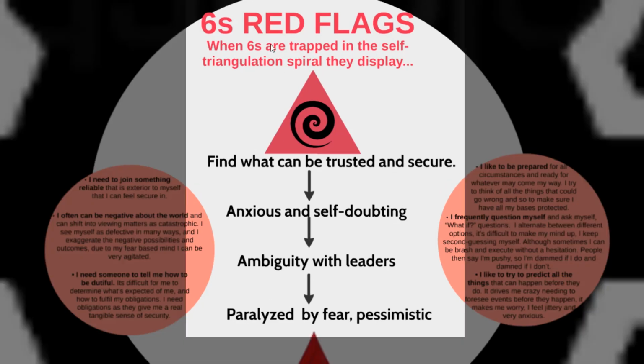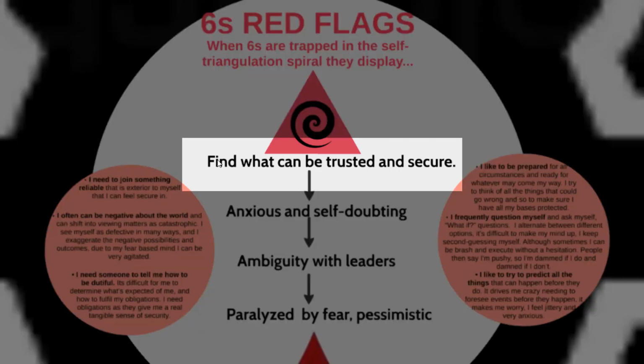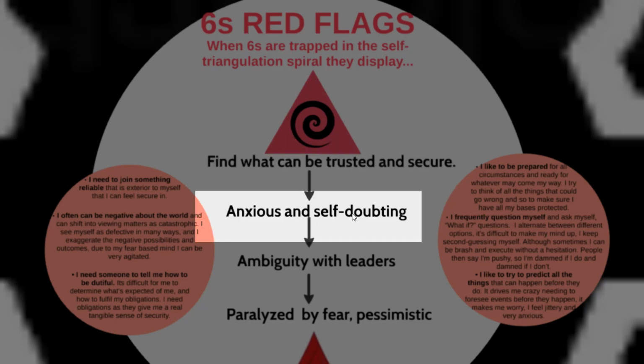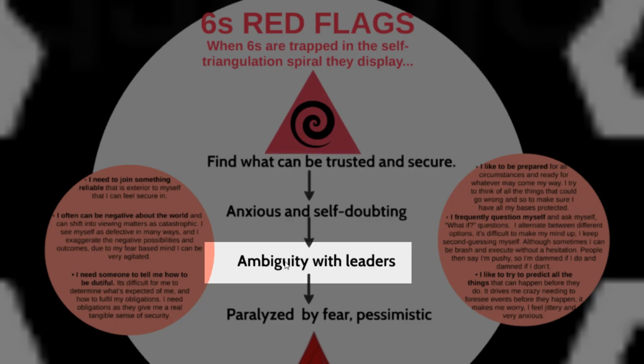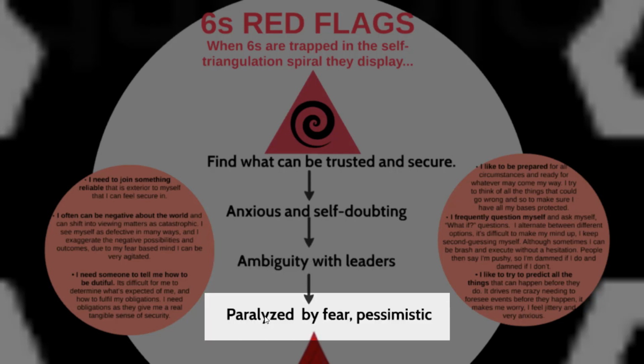Enneagram Type 6 red flags. Here are the negative mindsets or motivations of Enneagram Type 6 when they're caught in a negative fixation. Find what can be trusted and secure. Anxious, self-doubting, ambiguity with leaders, paralyzed by fear and pessimistic.